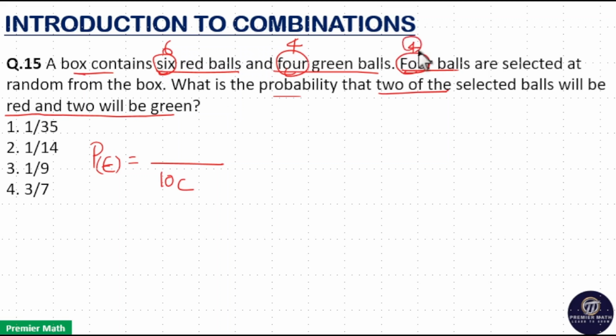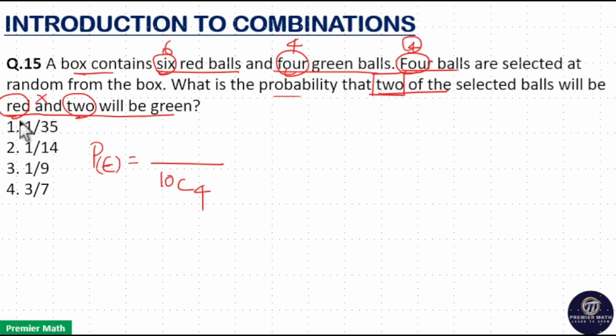Out of this we have to select 4 balls. So our need is 4. Now 10C4 is the total selection. And we need the favorable outcome. That is, our output is, you should get 2 red and 2 green.